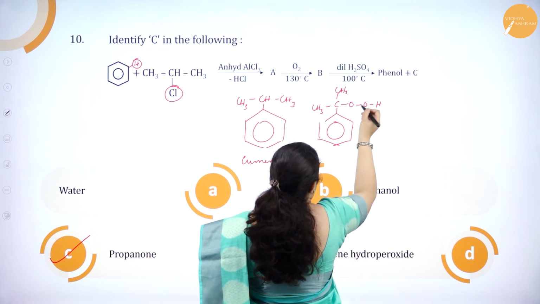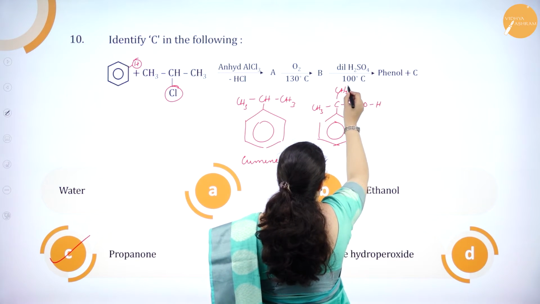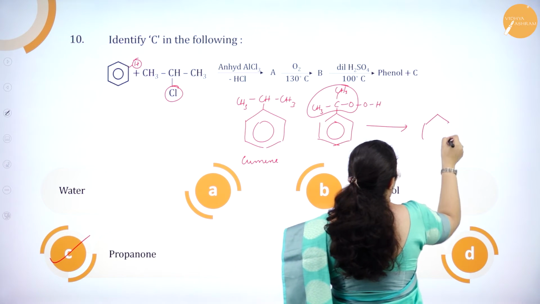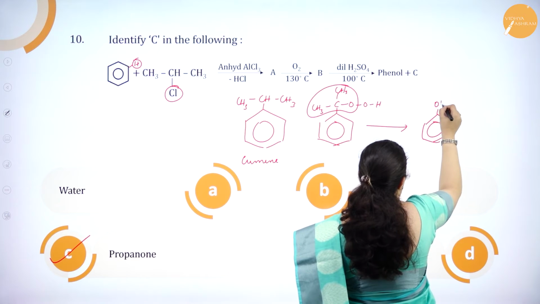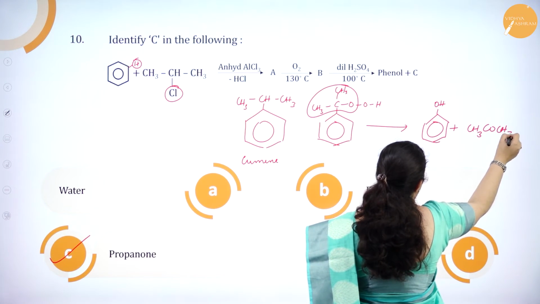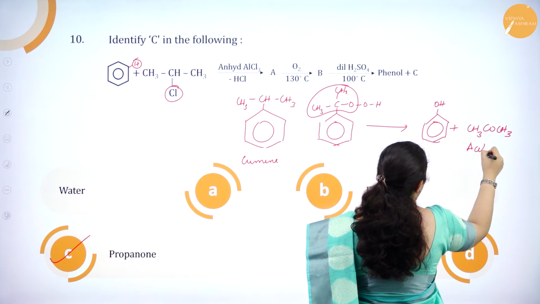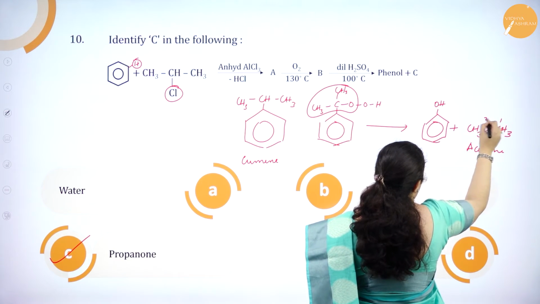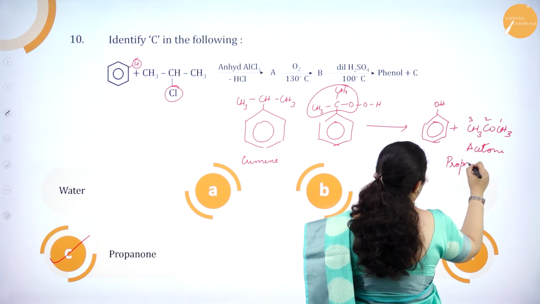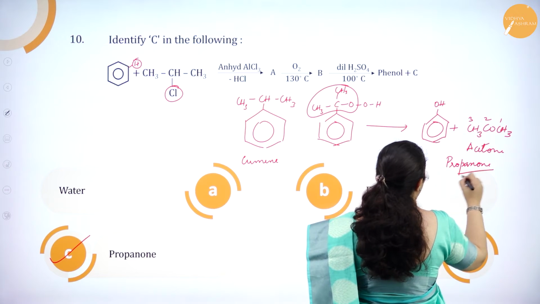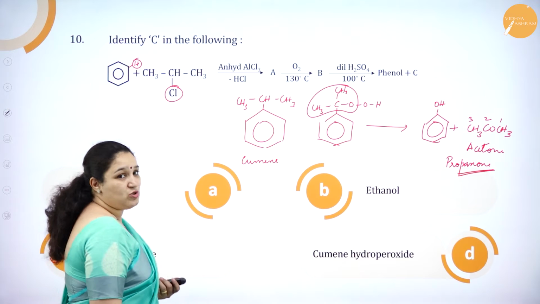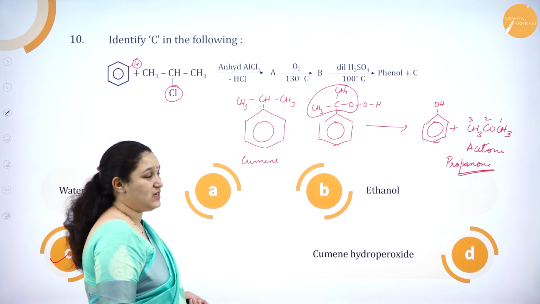This on acidification, what will happen? CH3, CO, CH3 will be removed and you are going to get phenol plus CH3, CO, CH3. This is acetone, common name. 1, 2, 3, 3 carbon atoms and CO group is there. So it is propanone. Okay. So the answer is option C. So I hope you have understood this. This is a very easy question.